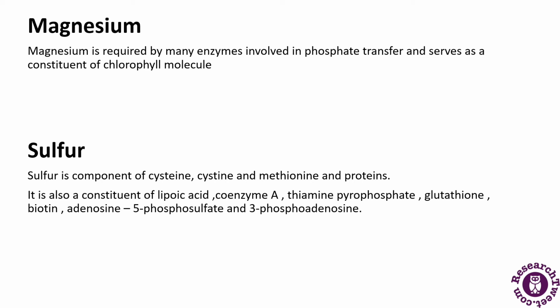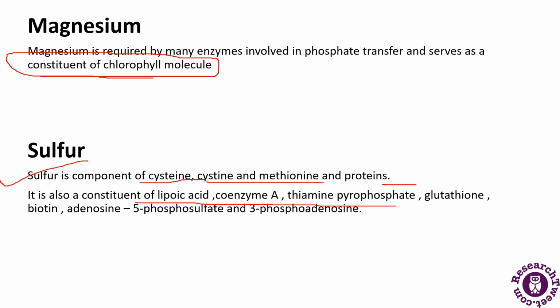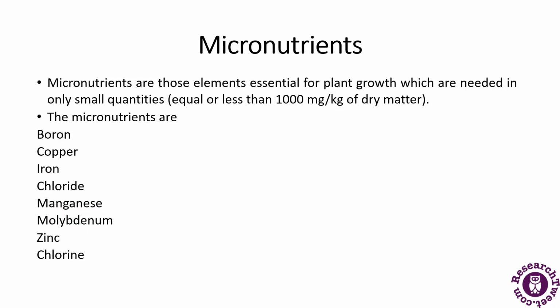Next is magnesium. It is required by many enzymes involved in phosphate transfer, and it serves as a constituent of the chlorophyll molecule. Sulfur is also an important component of cysteine, methionine and proteins, and it is a constituent of lipoic acid, coenzyme A, thiamine pyrophosphate, glutathione, biotin, adenosine 5-phosphosulfate and 3-phosphoadenosine. So these are some of the constituents of sulfur.